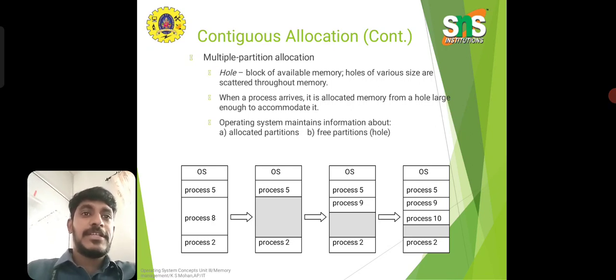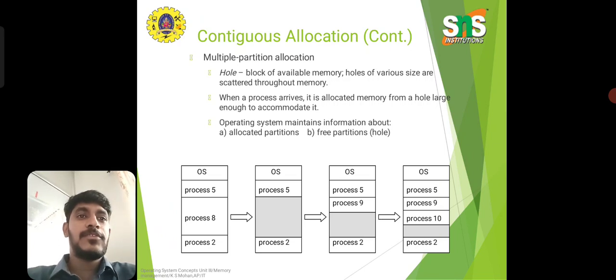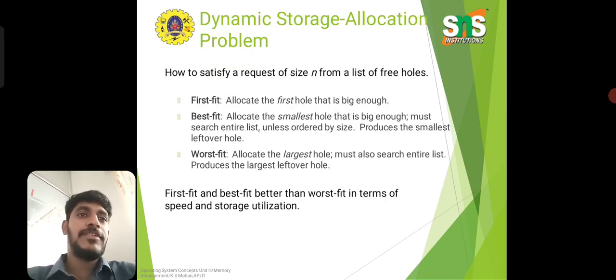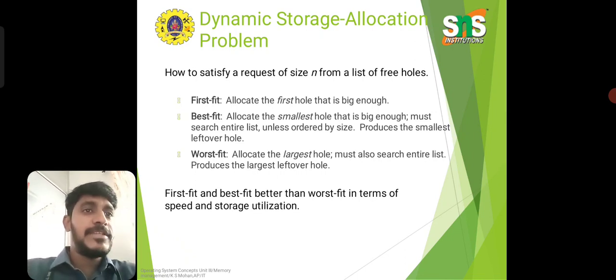Continuing with contiguous memory allocation, in multiple-partition allocation we have holes. When a process arrives, it is allocated memory from a hole large enough to accommodate it. In the picture we can see how the operating system, allocated partitions, and free partitions work, for example processes 5, 8 and 2. In multiple-partition allocation, holes of various sizes are scattered throughout memory. So we have the dynamic storage allocation problem: how to satisfy a request of size n from a list of free holes.